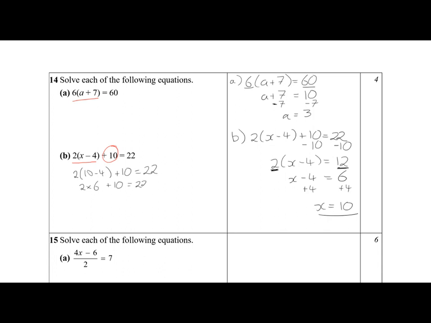2 times 6 is 12. Add the 10, it's 22. So what we're left with is 22 equals 22. Is that true? Yes, it is. So our answer was correct. And that's when I talk about checking your work at the end of the test. That's what it looks like. Substitute the numbers into the original equation. Do you get the right answer?